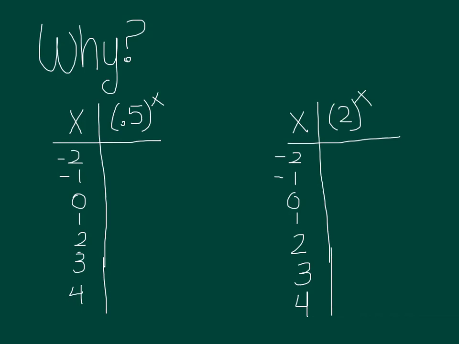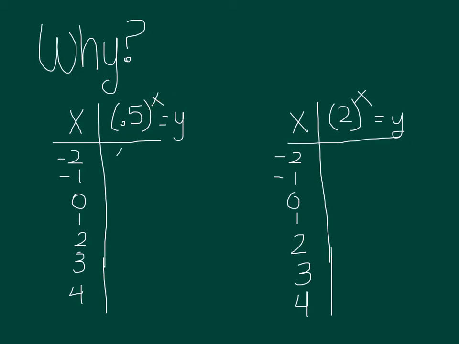So now let's look at why this actually happens. I've set up two tables here, one for a b less than 1 and one for a b greater than 1. And I'm just going to plug in my x values and see what happens to my outputs, which are these here. So these are sort of my y's, my outputs. We'll see what happens. Now you may not remember negative exponents, and it's not super important that you do, as long as you can still use a calculator and do 0.5 to the -2.